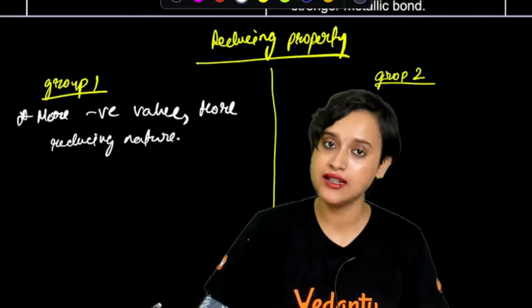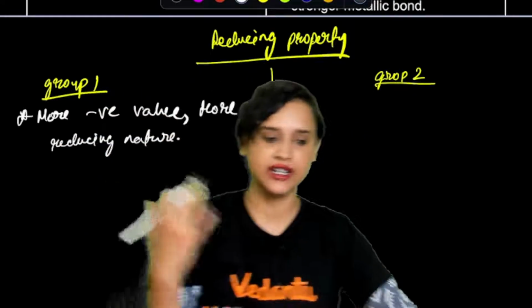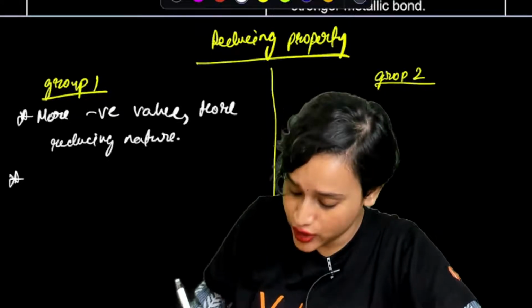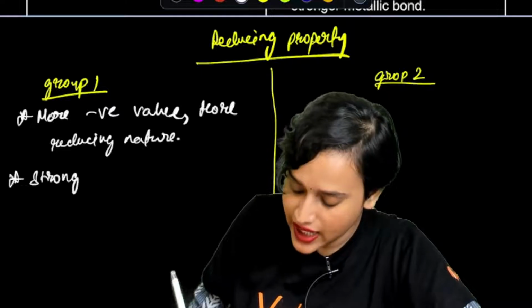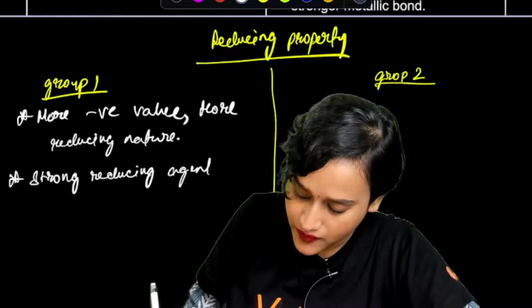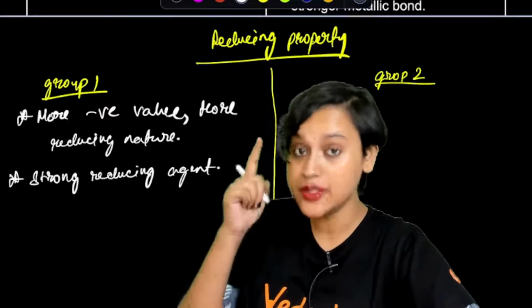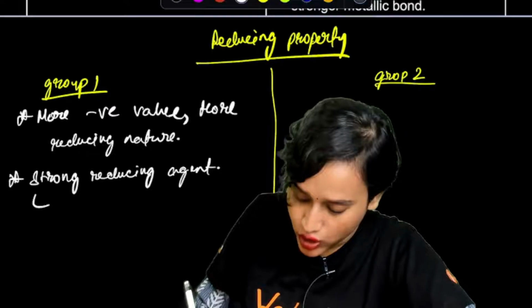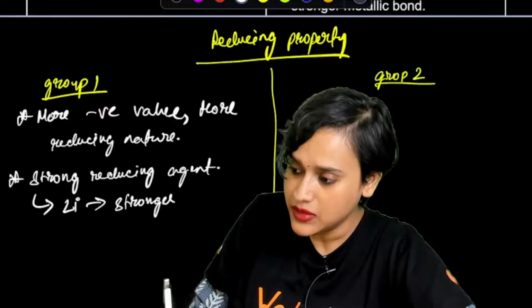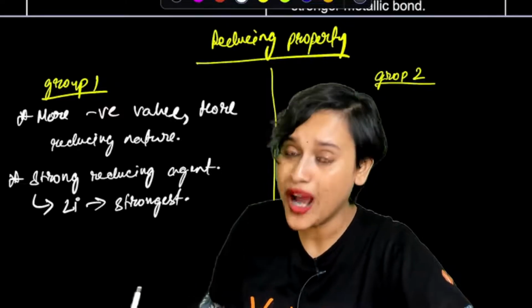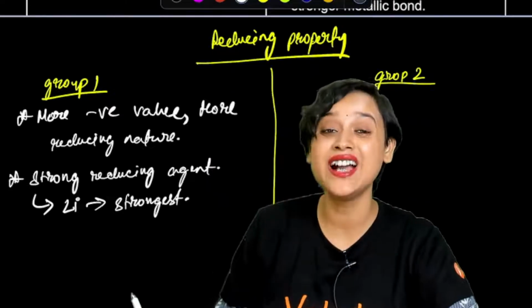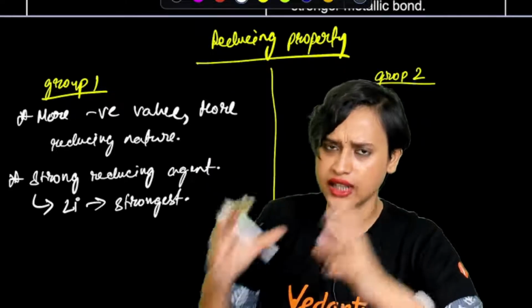Crystal clear, everybody? So you have to know that these group elements are strong reducing agents. Both of these are actually strong reducing agents. And lithium is the strongest reducing agent. Out of these also, lithium is the strongest. Why? Because lithium also has very high hydration energy. Didn't I tell you that they have a very small size?